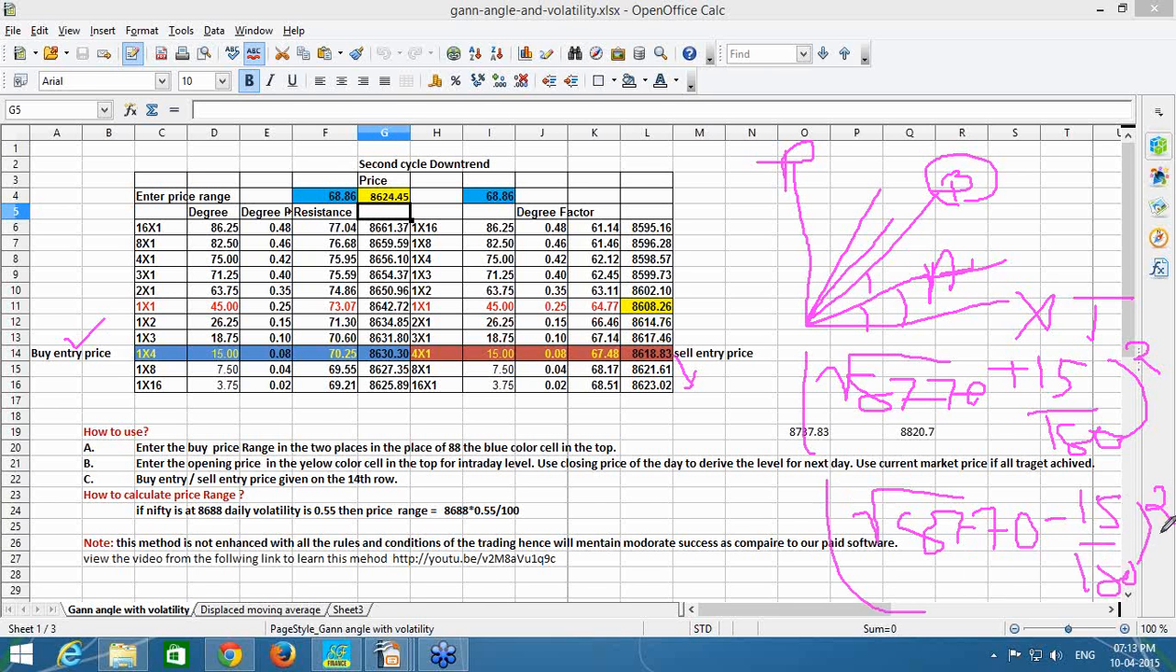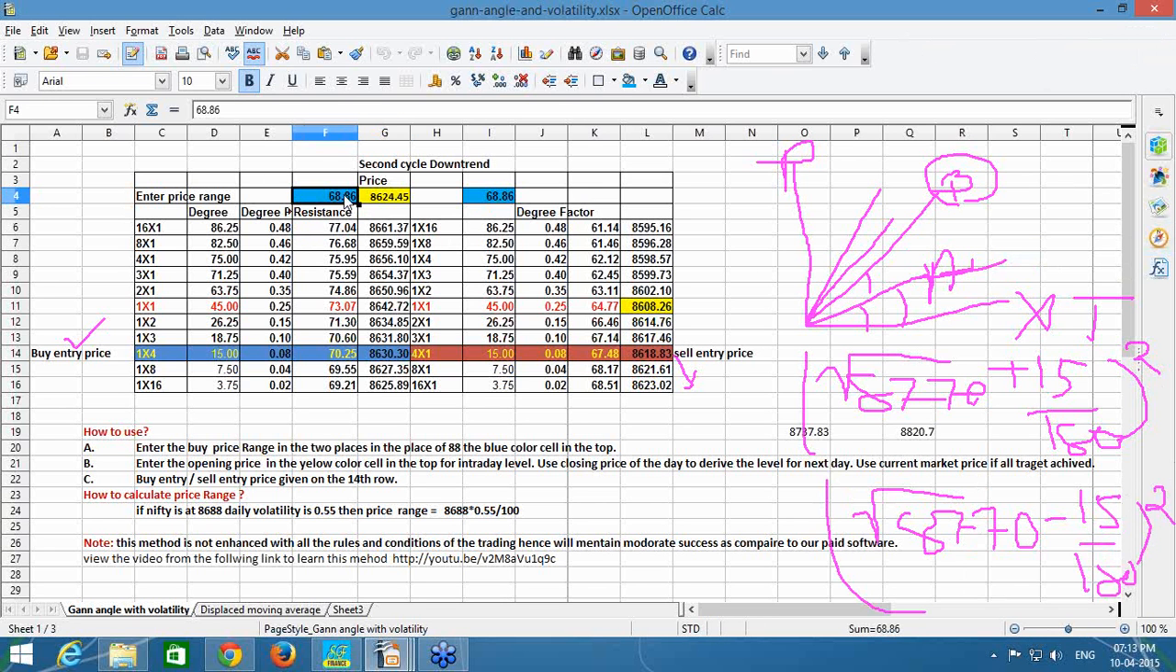Now, same concept, I have just modified it a little bit. You are taking resistances and supports from a price point, so I have just removed that price point. Why should I take from a price? I have taken from the expected price range.